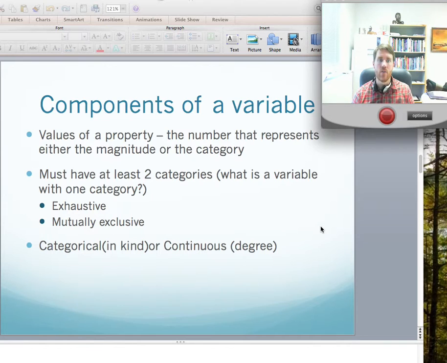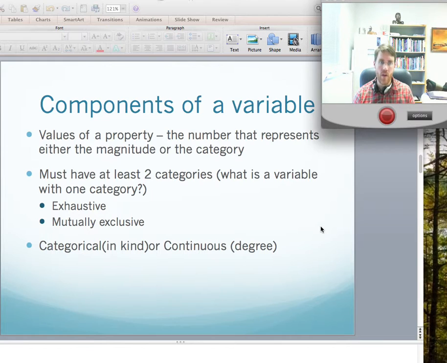So this idea of exhaustive and mutually exclusive: an exhaustive category is one where we can affix a value to it. And mutually exclusive means it can only have one value affixed to it. We can't both be high SES and low SES. It can be one or the other. But we have to have a way to measure it, and it has to have only one value. That's the mutually exclusive and the exhaustive.